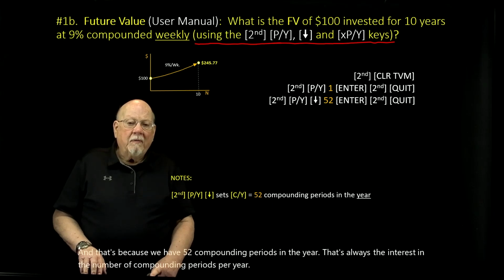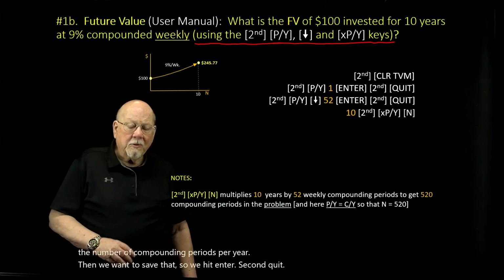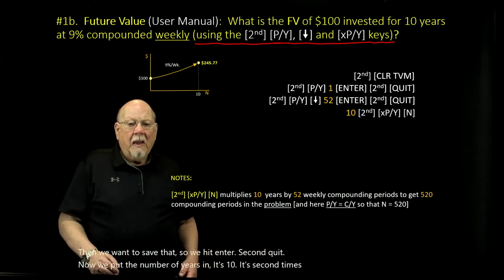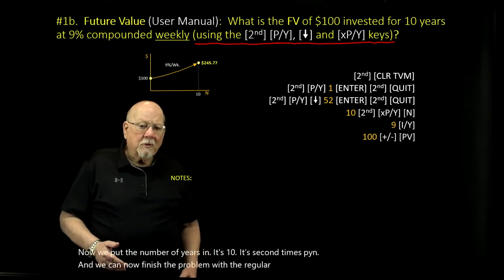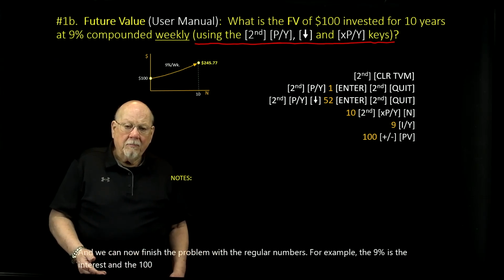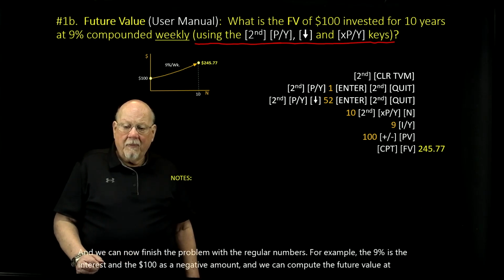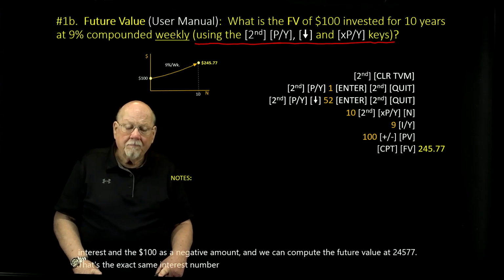Then we want to save that, so we hit enter, second quit. Now we put the number of years in as 10. Hit second times, PYN. And we can now finish the problem with the regular numbers. For example, the 9% is the interest, and the $100 is a negative amount. And we can compute the future value at $245.77. That's the exact same interest number we got a minute ago.